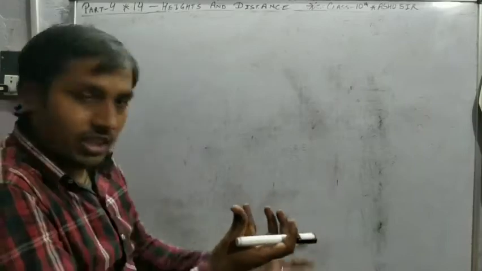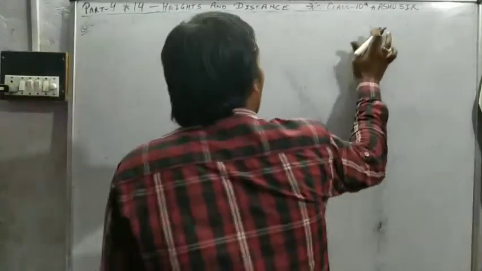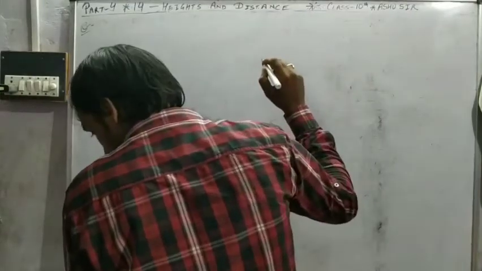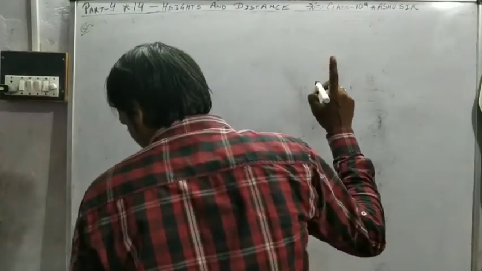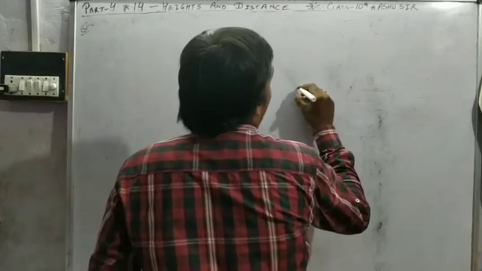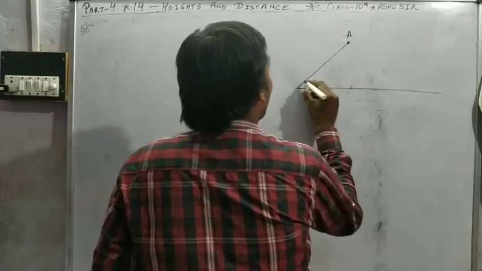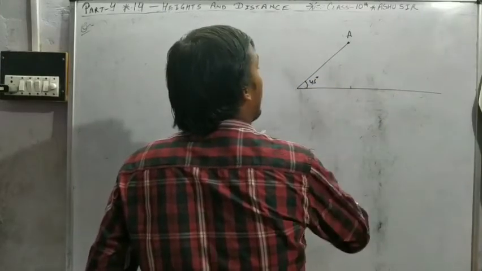So no problem, today instead of the balloon, let's fly a plane. So what's the question? The angle of elevation of the airplane from a point is 60 degree. Sorry, 45 degree. This is the airplane, making an angle of 45 degree.